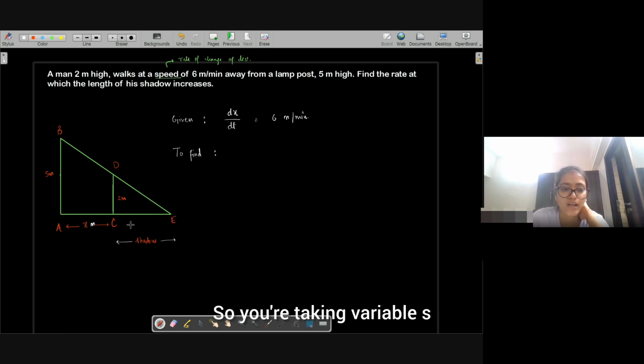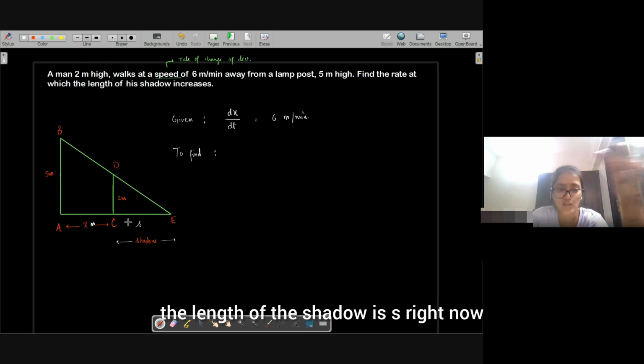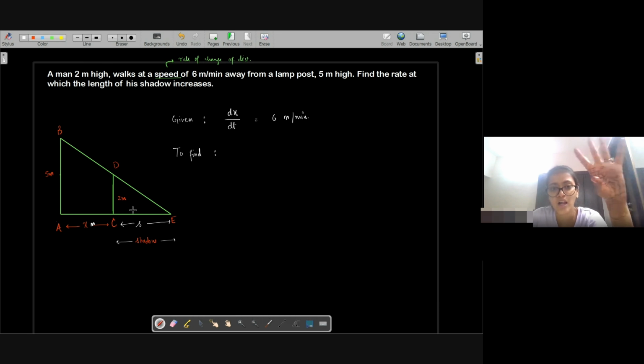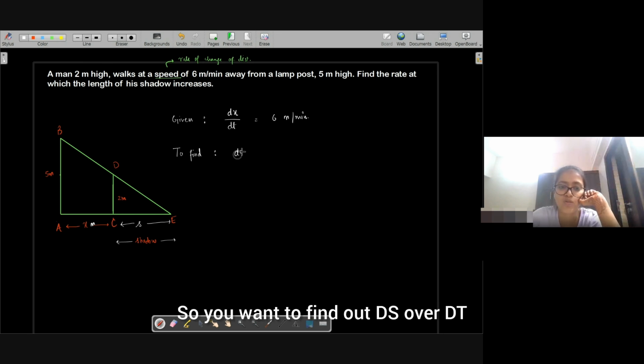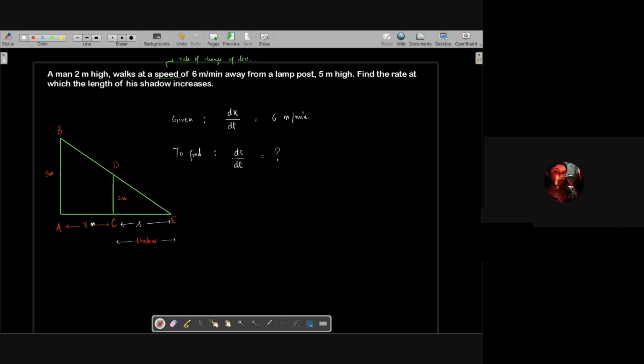So you're taking variable s. Right now, at any given point of time, the length of the shadow is s, and he is x meters away from the lamp. So you want to find out ds over dt. Now we can think how to find out ds over dt. It would be like ds over dx, times dx over dt.